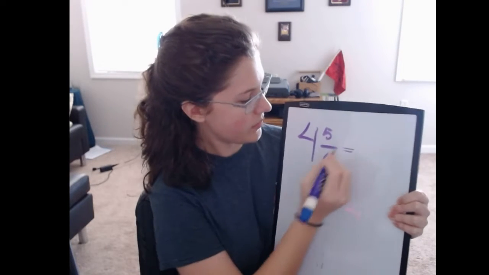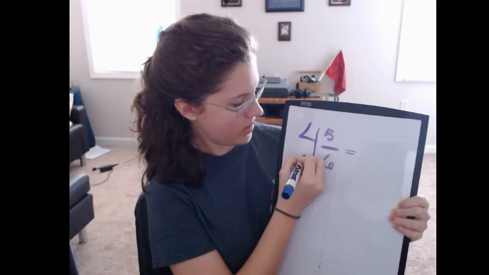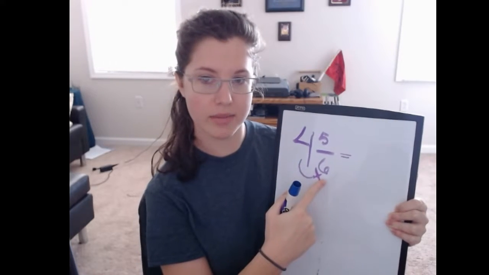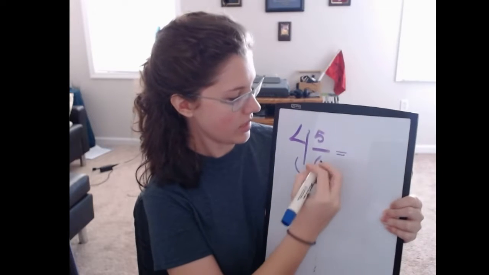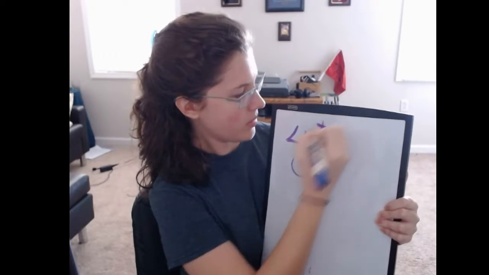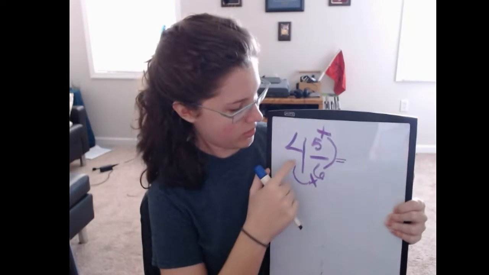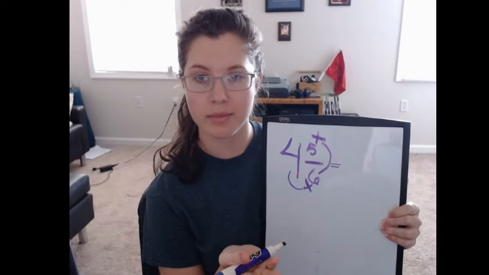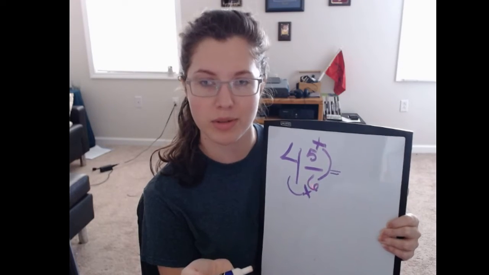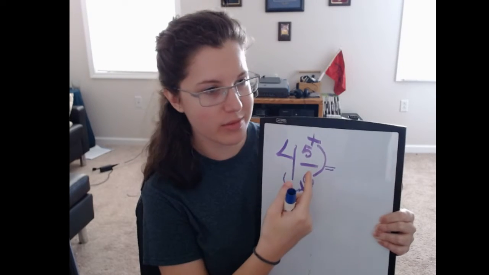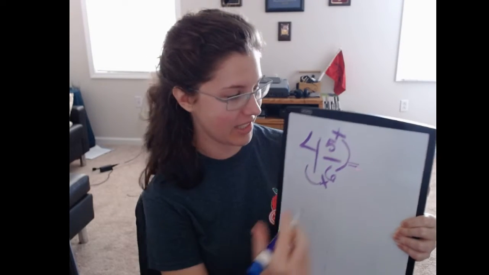All you have to do is you multiply your whole number times your denominator, and then add that to your numerator. So 4 times 6, which is 24. I'm not going to pause like Dora the Explorer. 4 times 6 is 24. Plus your numerator, 24 plus 5 is 29.